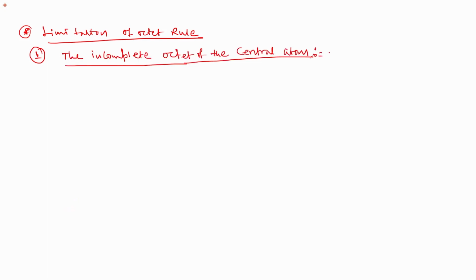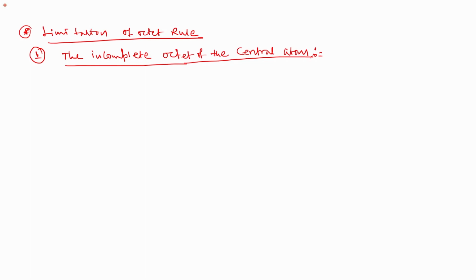So the first limitation is the incomplete octet of the central atom. What is that? From these lines, imagine there is a molecule. In this molecule a number of atoms are present, but among these atoms there will be a central atom, and this central atom will not have 8 electrons in its valence shell. That means it has an incomplete octet.